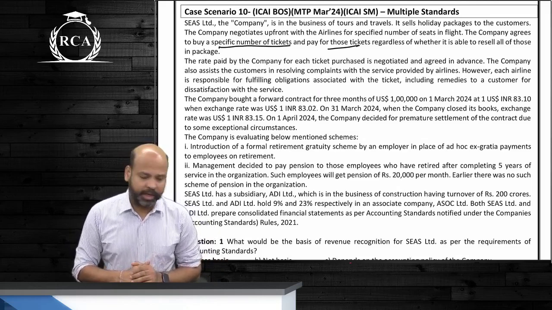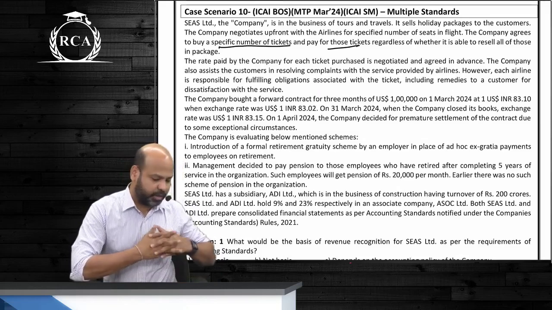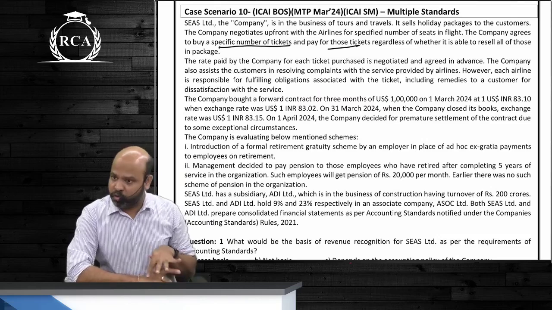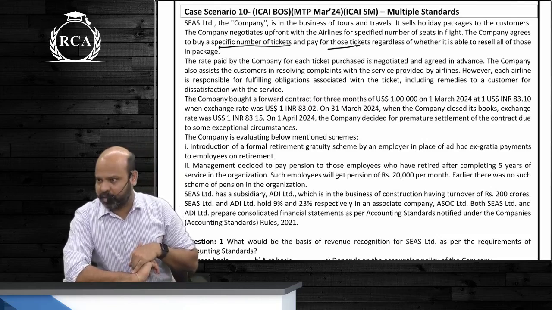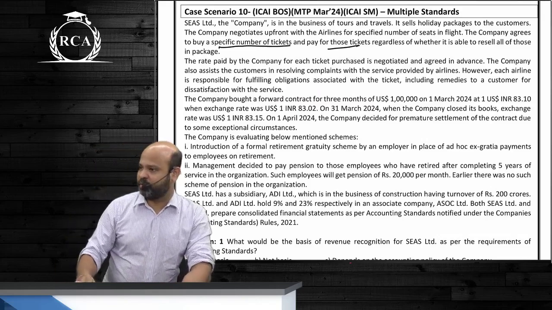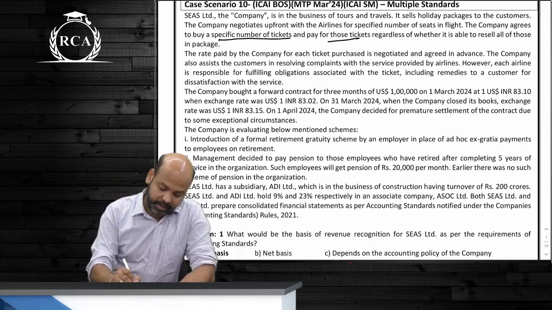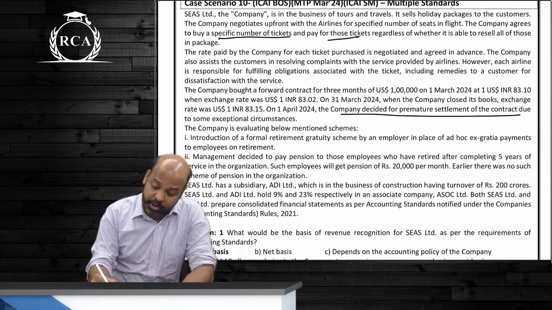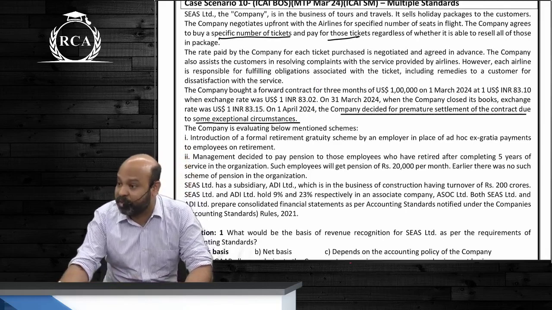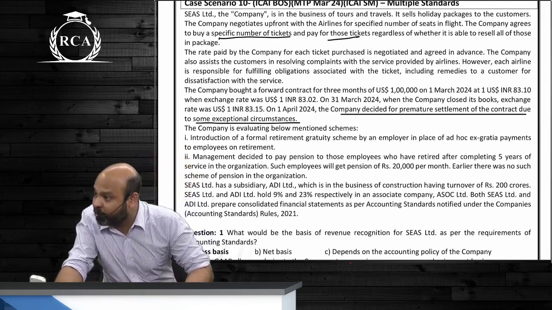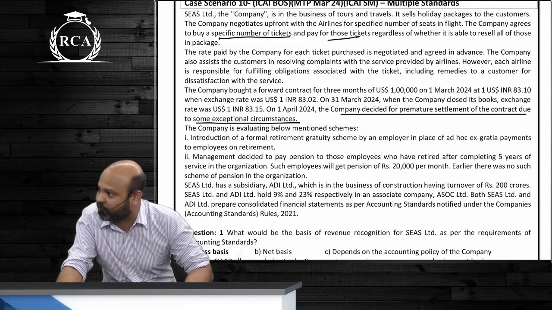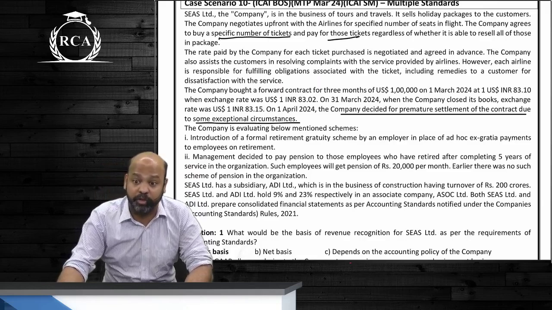Now tell me, did we take a forward contract for the purpose of hedging or for the purpose of speculation? There is no underlying receivable or payable, so it would be speculation. But this is the most important part, guys. Underline the last sentence: the company decided on premature settlement due to some exceptional circumstances. What does that mean? You had all the intention to hold it till the maturity period. That means this was for the purpose of hedging.